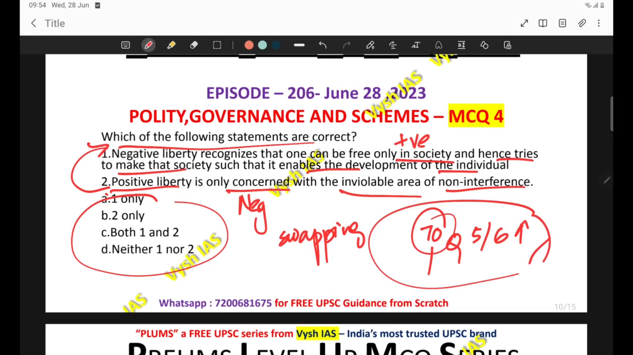Otherwise, if you are done with the Lakshmikant, then you would be knowing this concept. What is positive liberty, what is negative liberty, that is a concept based thing. In that way also you can answer. Either way is enough. Whichever method is convenient for you, you can go for that.